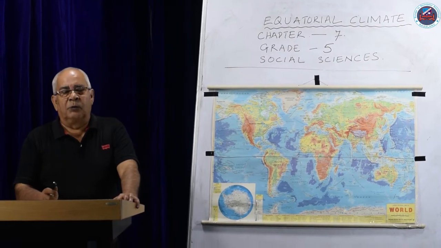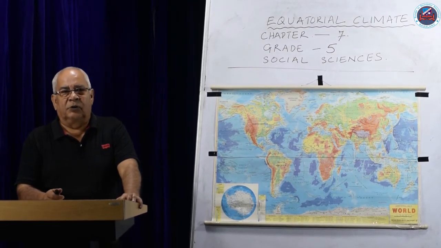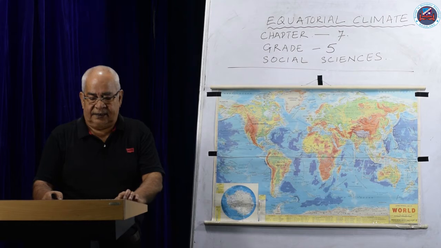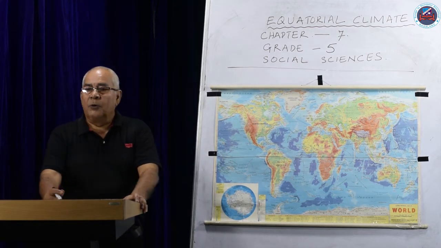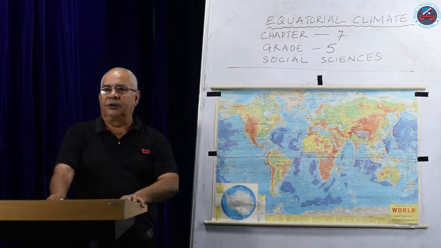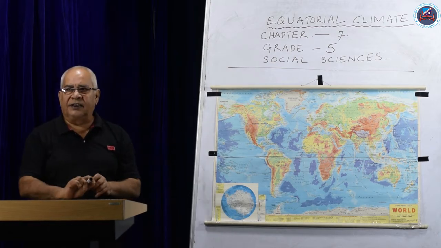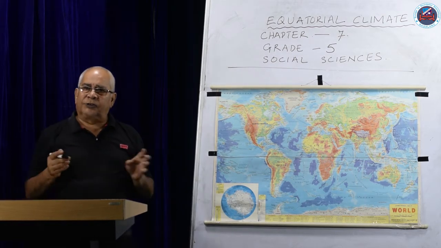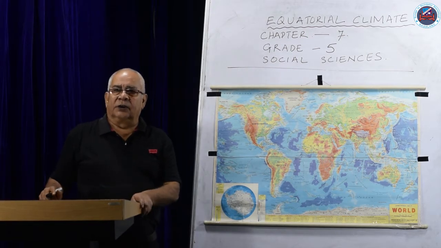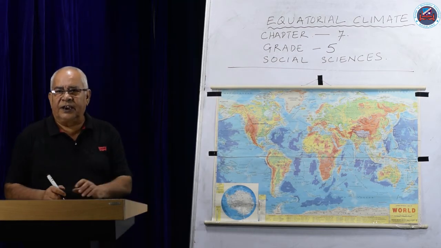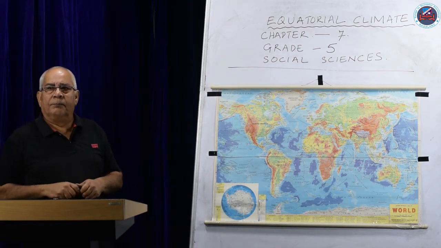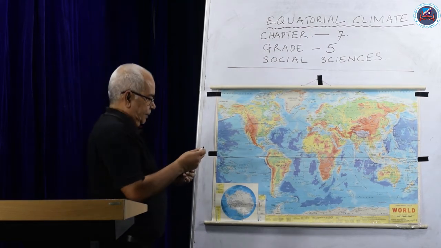Hello children, and welcome to another episode of Social Sciences. Today we are going to talk about the equatorial regions, which are found on both sides of the equator. We also call it the torrid zone. This area experiences both hot and wet climate.